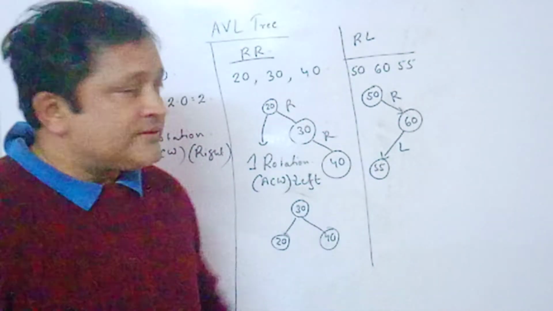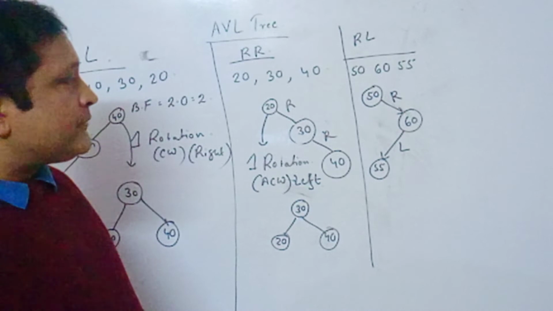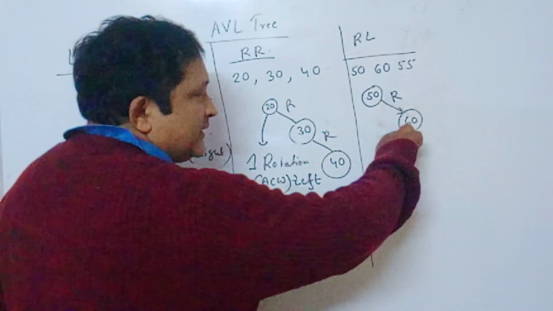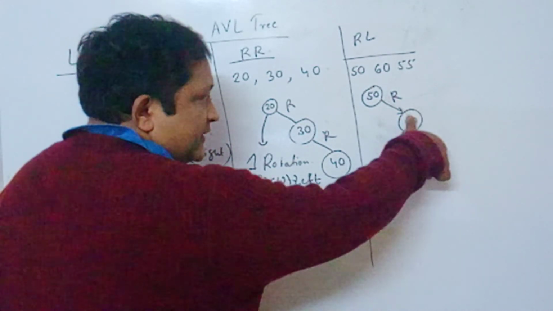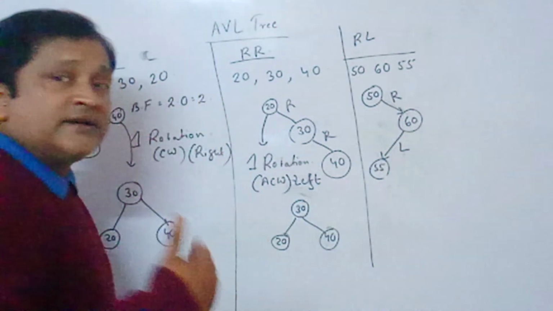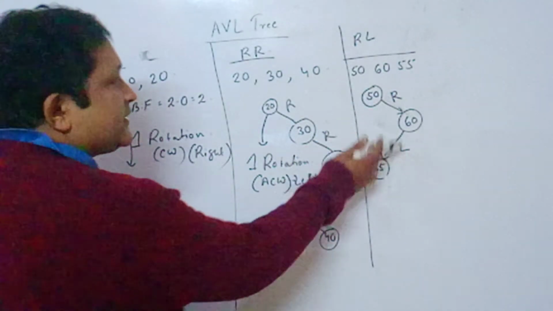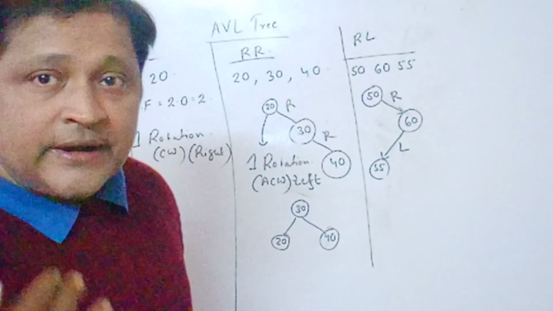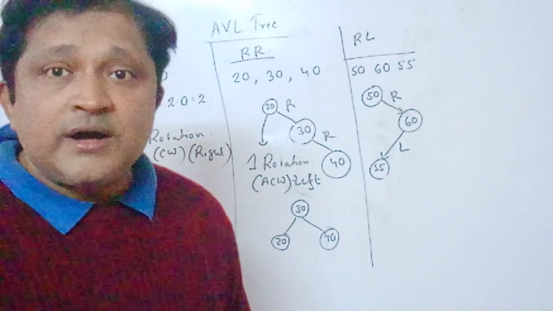So how to balance it? For the left imbalance, what we have to do is a clockwise rotation, keeping this node in the center and rotating it like this. 50 and 60 will change their locations. First we have to convert it into the RR imbalance.